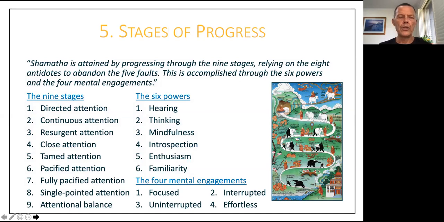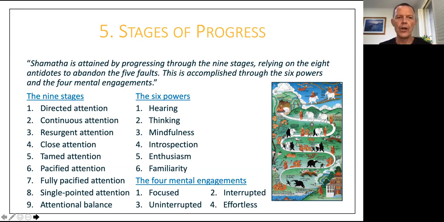Let's now begin to briefly look at this classic 9-stage model to shamatha that was mentioned in an earlier quote, that shamatha is attained by progressing through the 9 stages, relying on the 8 antidotes to abandon the 5 faults. So we have this color diagram here that you, I think, all have access to. And it says this is accomplished through the 6 powers and 4 mental engagements.